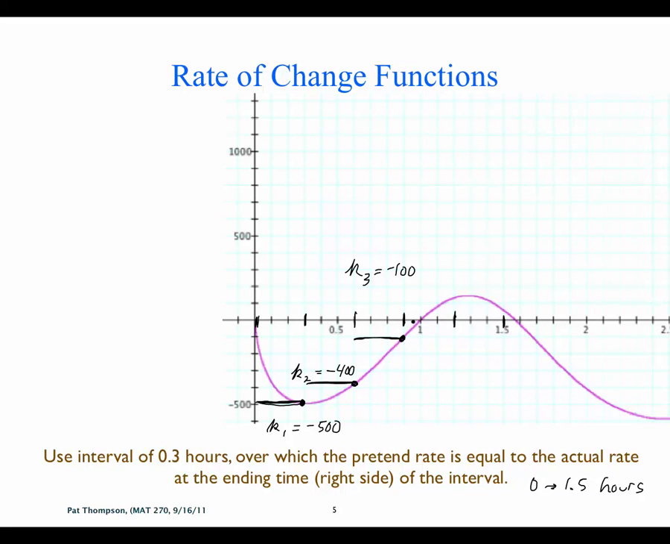What rate should we use in this interval? About 140, 150. So we'll say 150. So that's K4. K4 will be 150. And then in the last interval, 50.